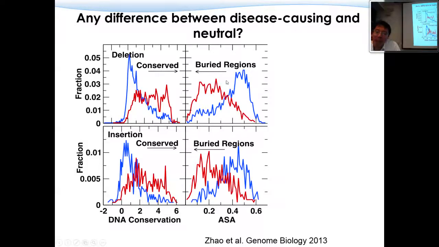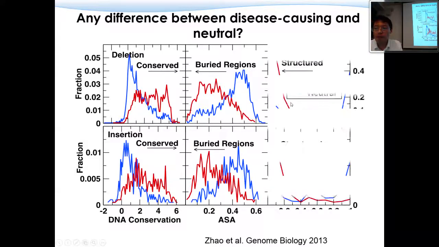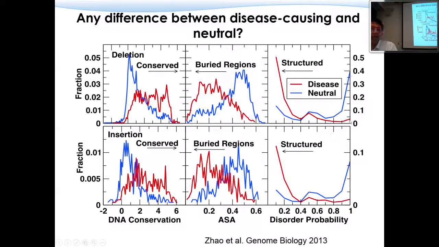And for this particular one, you can see this is ASA. The so-called ASA is whether this is inside the protein or outside of the protein. And we mentioned this topic in the earlier slides. But what we want to see here is that the disease-causing indels tend to be buried inside the protein structures, while the neutral ones are outside. And this is structure or disorder.